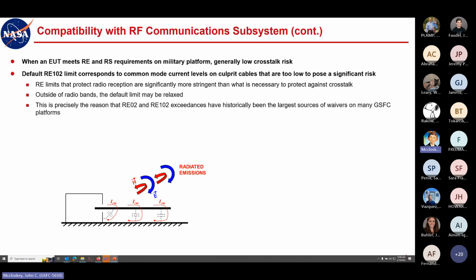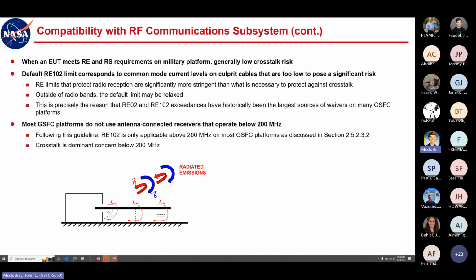So outside of radio bands, the default limit may be relaxed. This is, to my mind, precisely the reason that RE102 exceedances have historically been the largest sources of waivers on many Goddard platforms, and why Rodney Dangerfield has been our patron saint. And I love Rodney, I love his humor, but I don't really want him to be our patron saint anymore.